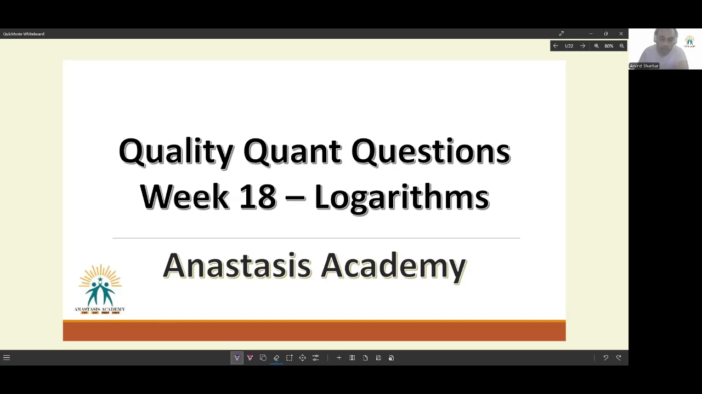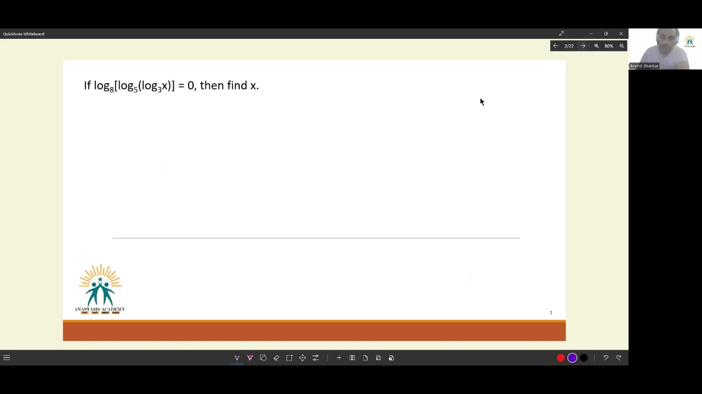Everyone, welcome to Quality Quant Questions, week 18. This week we'll be tackling questions around logarithms. First one, basic logarithm question.